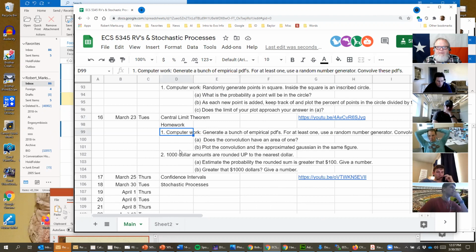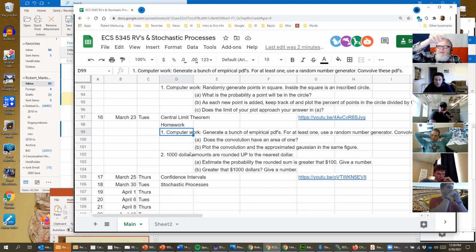Generate a bunch of empirical PDFs. In other words, I'd like you to go into MATLAB or Python or whatever you use, and generate a bunch of probability density functions. They have to be discrete, but they can be anything you want to. In fact, I think it's kind of fun to generate a probability density function from a random number generator. I mean, that's a crazy probability density function. It's going to jump up and down all over the place.